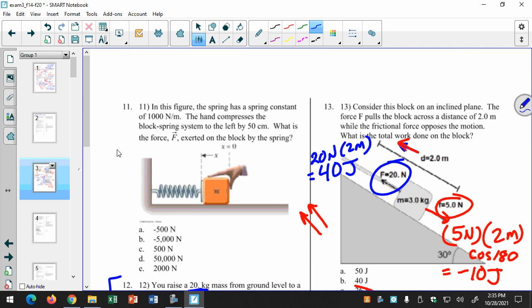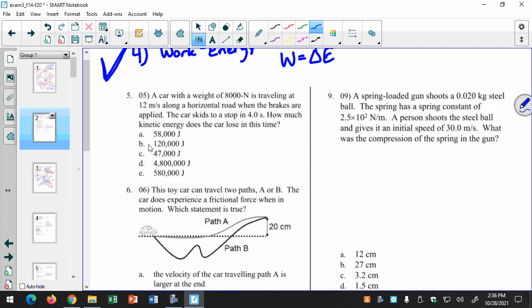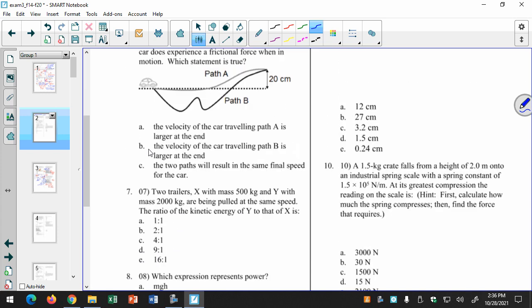All right, we'll get the springs next week. I'm not going to do springs today. That's also possibly on the exam, on the quiz. I don't know. I'm going to tell you.